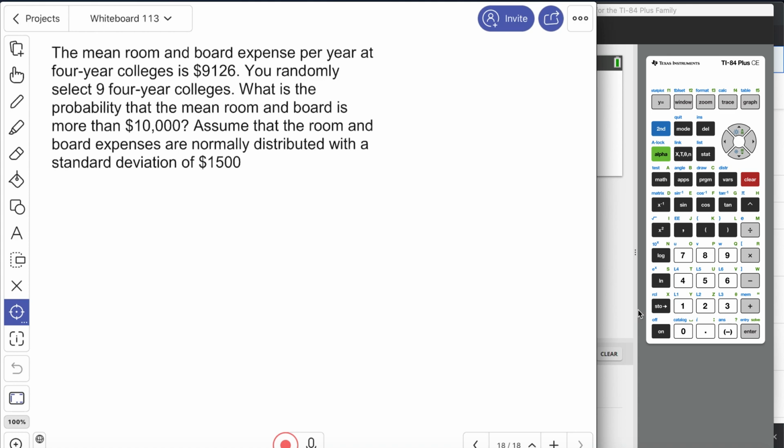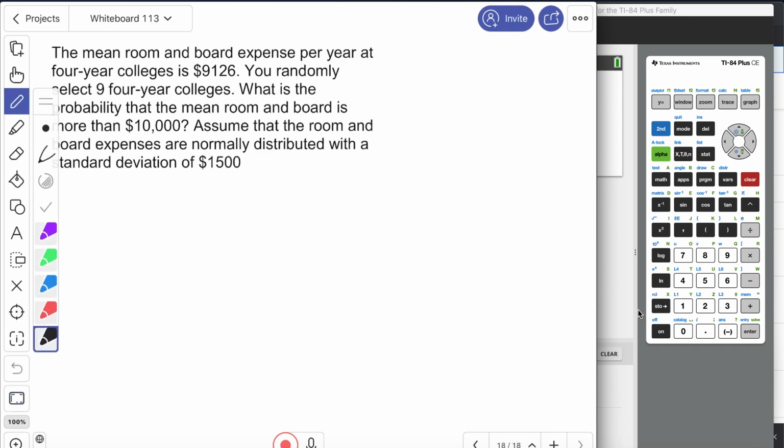The mean room and board expense per year at four-year colleges is $9,126. You randomly select 9 four-year colleges. What is the probability that the mean room and board is more than $10,000? Assume that the room and board expenses are normally distributed, with a standard deviation of $1,500.